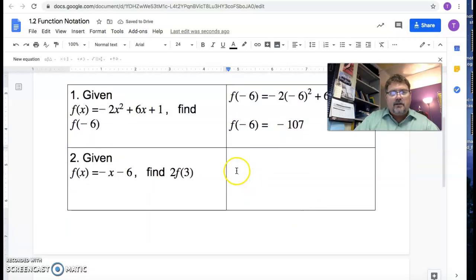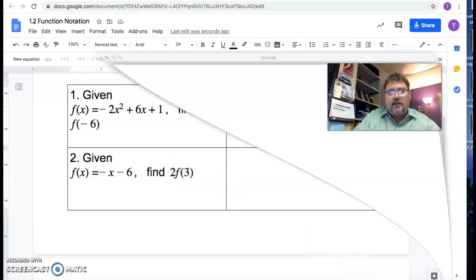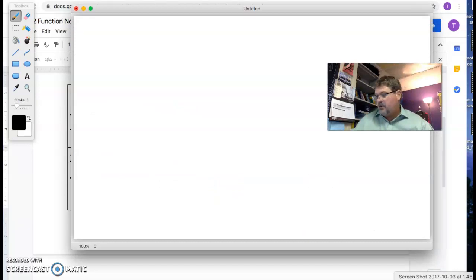On the second one here, 2f of 3. Now that might be looking a little more confusing, and I think I'll just use this little sketch pad to do this one. All right, so the very first thing you want to do is find out what f of 3 is, some value. Then you're going to multiply it by 2. All right, so if we're going to work that out, I think the best way is just to write this one by hand.